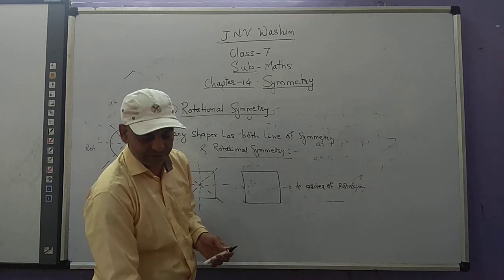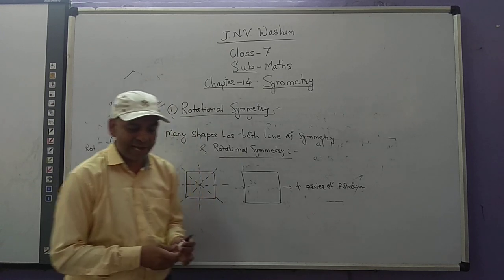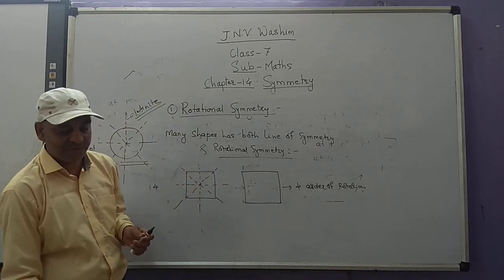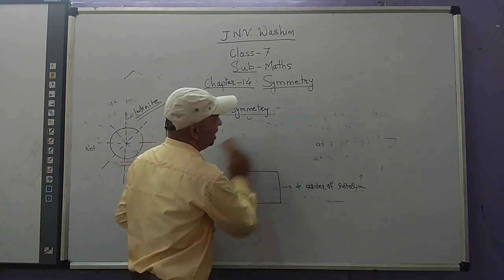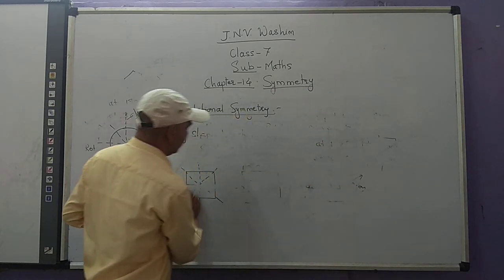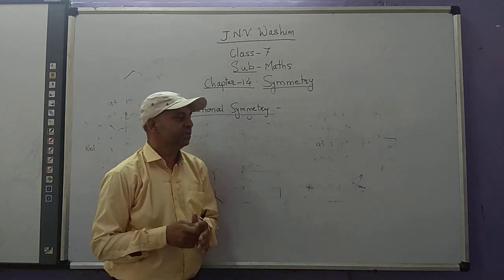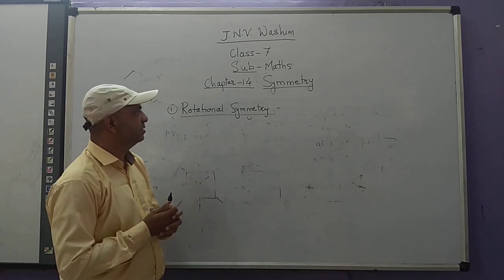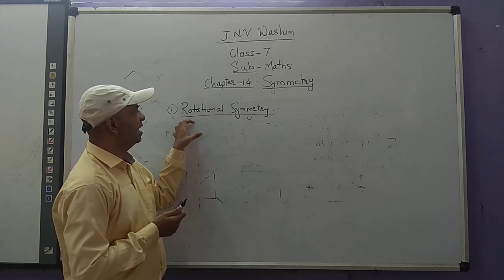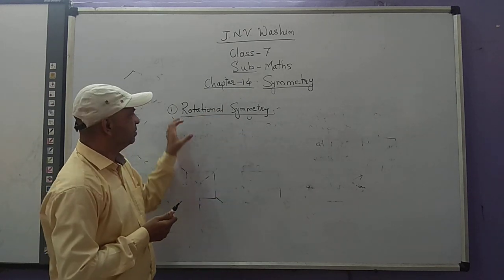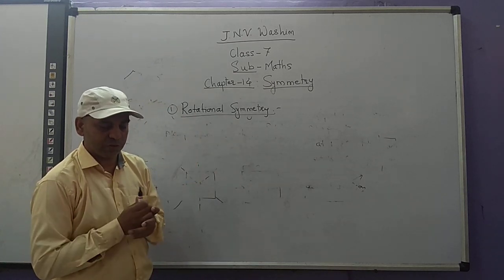Now what do you mean by line symmetry? Line symmetry means if there is a line about which the figure may be folded so that two parts of the figure coincide, this is called a line of symmetry. And what do you mean by rotational symmetry? When we rotate the object about a fixed point through 360 degrees, it occupies the same position, that is called rotational symmetry. Some shapes have line of symmetry, some have rotational, and some have both.